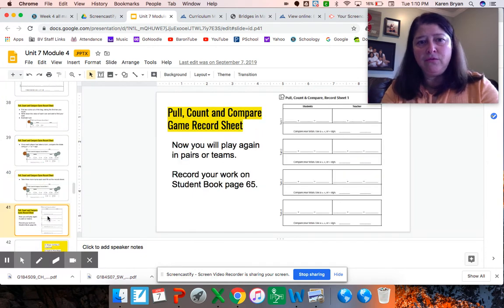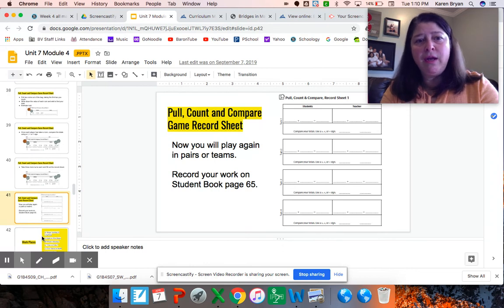This is what the record sheet would look like. It's in Student Book, page 65. There is a link to that PDF. You wouldn't have to use it. You could just use a scrap piece of paper and do your equations and your greater than and less than comparison. Anyway, that would be fine.